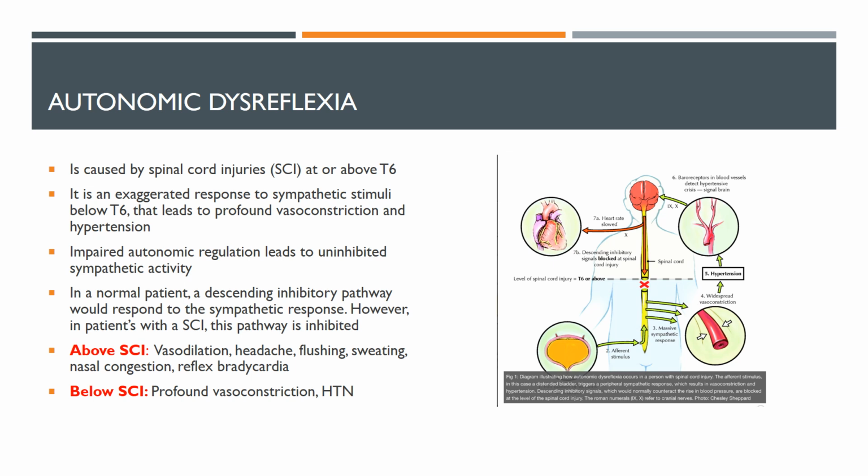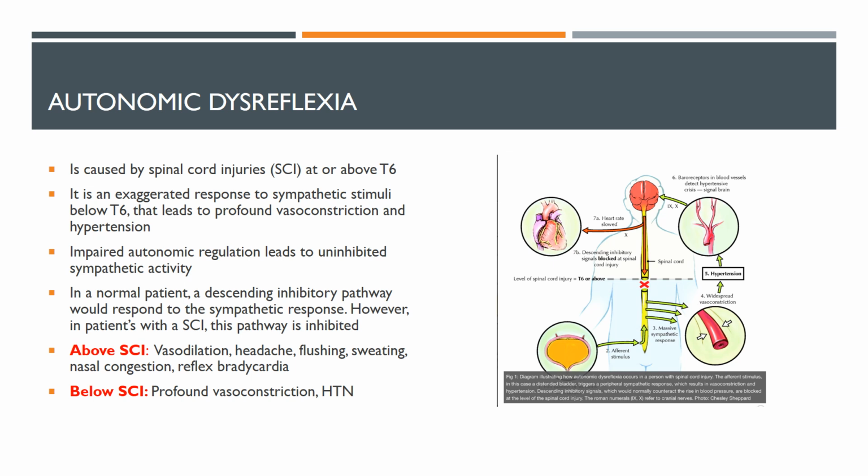So we have a picture here of a spinal cord injury at the level of T6, and we have an afferent stimulus from a full bladder. So what happens is we have this afferent stimulus that causes a massive sympathetic response. This response causes widespread vasoconstriction, which causes hypertension.